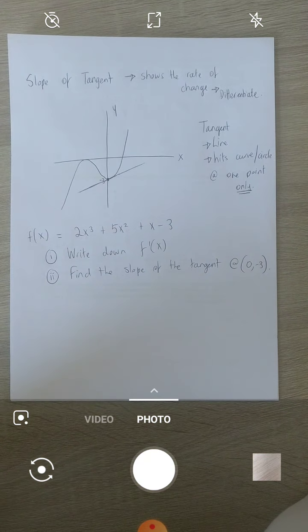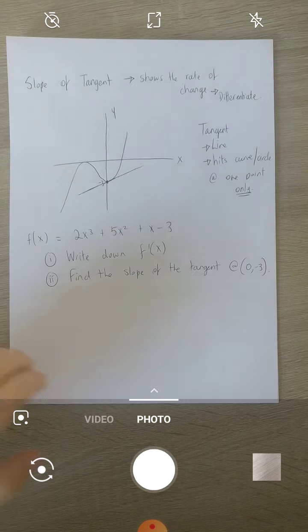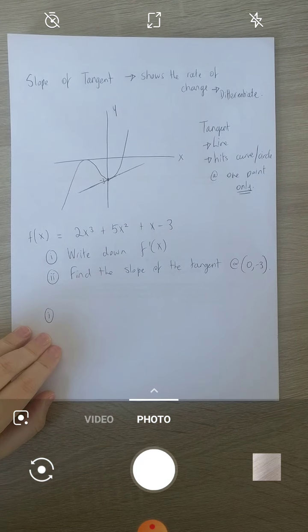So this is going to show us the growth or the decay, so the rate of change that is happening. So we need to differentiate first of all. Every time you see slope of tangent, the first thing you're going to do is differentiate. Now they actually tell us in this question what to do.